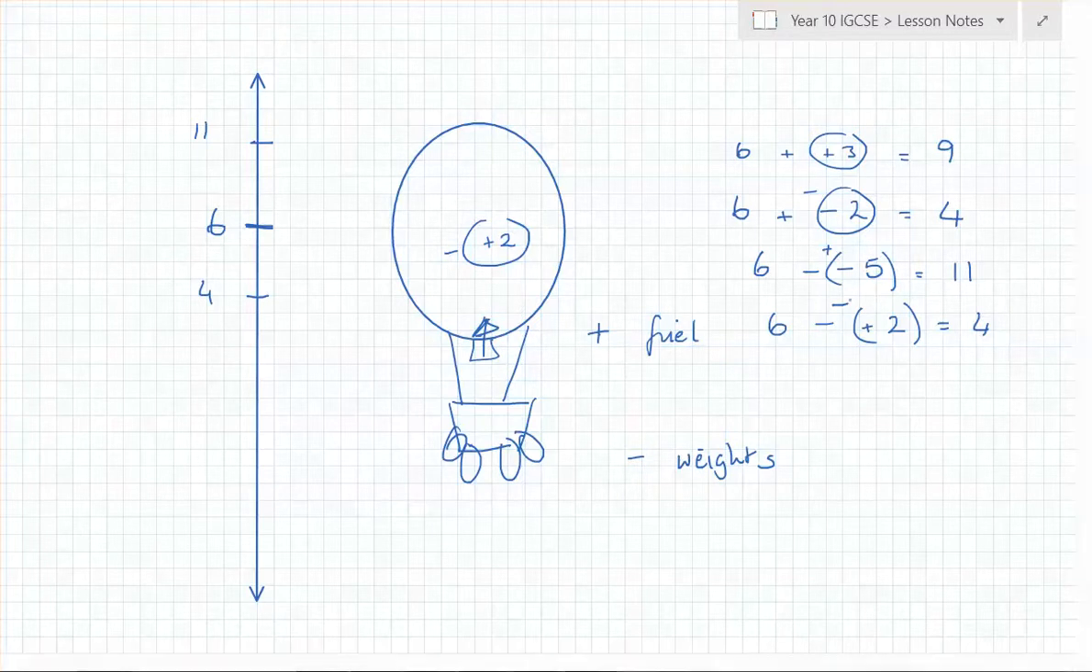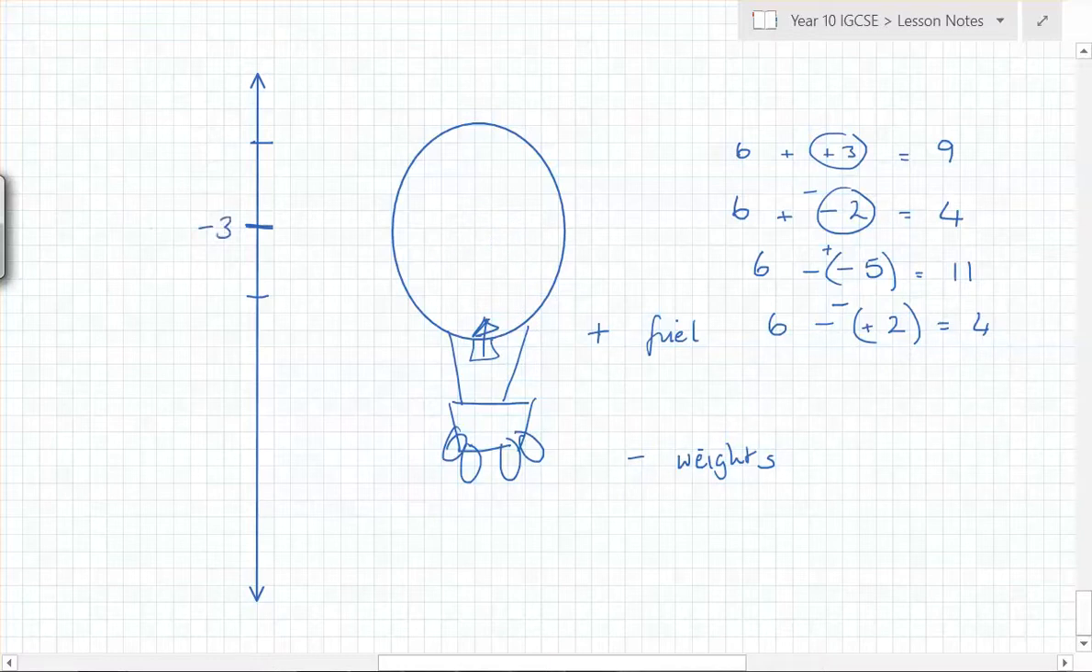It also depends on where you start from. Because let's just say I've got a magic balloon that starts at -3, whatever that means, height-wise. I can do the same thing again. So -3, but I'm going to add 3 fuels.